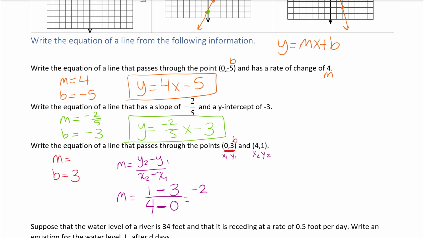So that gets me negative 2 in the top. 1 minus 3 is negative 2. 4 minus 0 is 4. Negative 2/4 reduces to a half. Negative 1 over 2. Now that I have my m and my b, I can write my equation. Y equals m, which is negative 1/2, x plus b, which is 3.